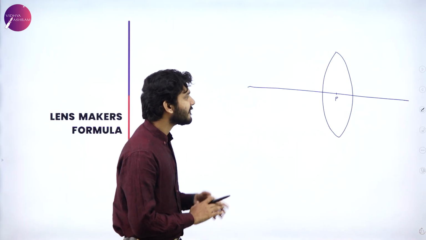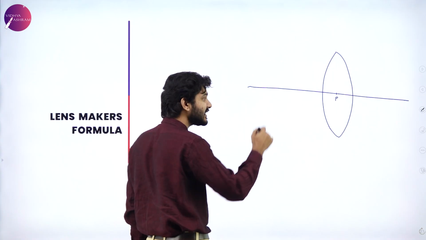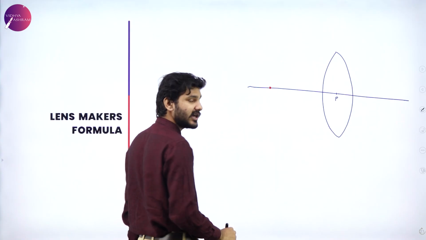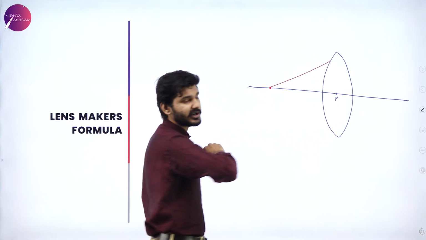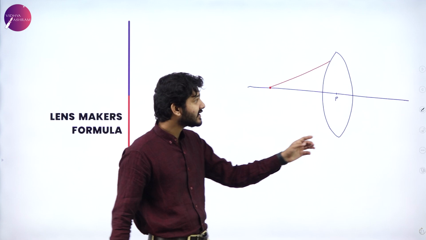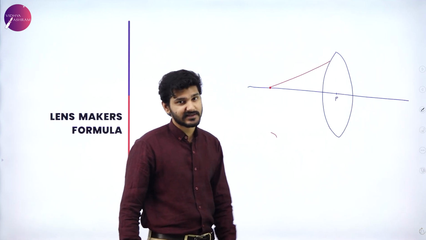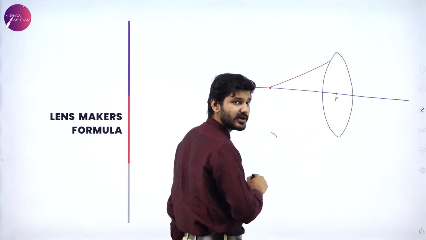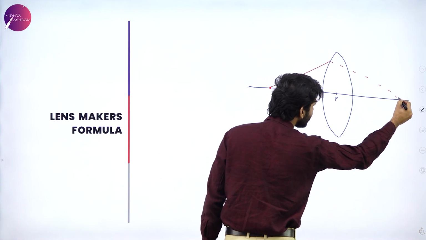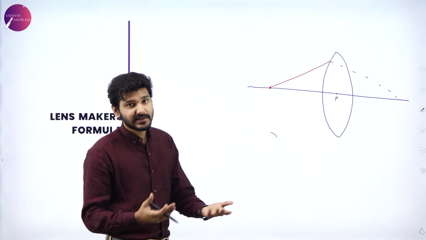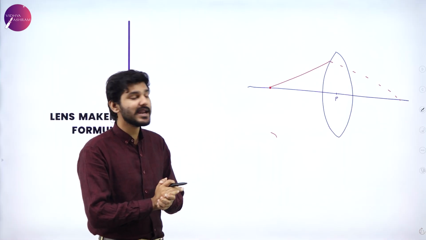So again, if I imagine the same set of situations, that is, instead of having an object with a height, I'm imagining a point object here, and then we can say that light will be incidenting on this particular surface, and as you can see here, there are two surfaces. So if there was only one surface, then after incidenting on this particular surface, light will be converging here, or passing through that particular point on the principal axis, and that will be forming an image.